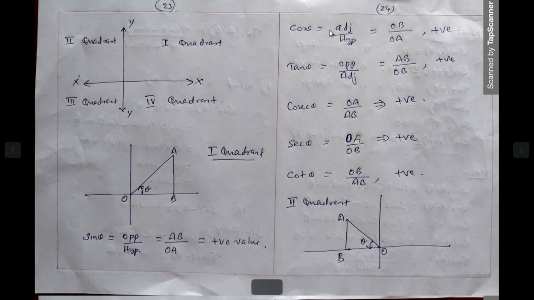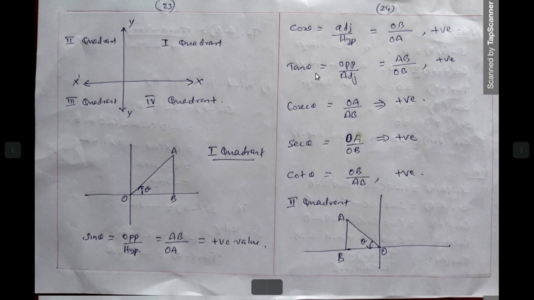Then what about cos theta? Adjacent side by hypotenuse. Adjacent side means OB, hypotenuse OA. OB by OA. Here OB is pointing right side, which is positive, and AB is pointing upward, that is also positive. Therefore, cos theta in the first quadrant is also positive.